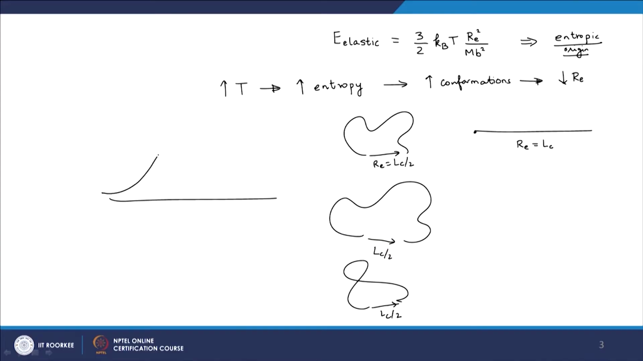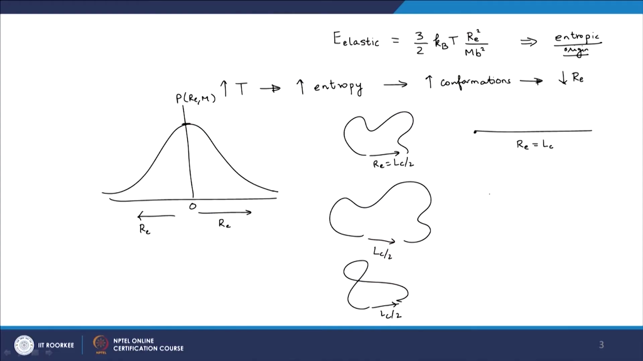This we have also got from the probability density curve that we derived. Actually for Re equal to 0, you have the highest number of conformations because these are the ones which are most probable. The probability actually decreases as I go to higher values of Re, either way in the positive side or negative side. Okay, so that is one important result that comes from the entropic origin of elasticity.